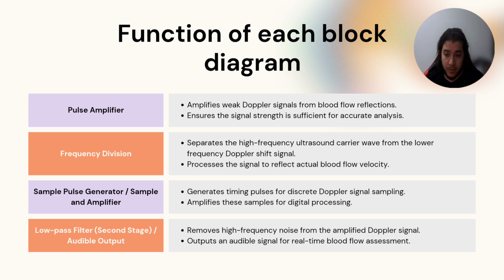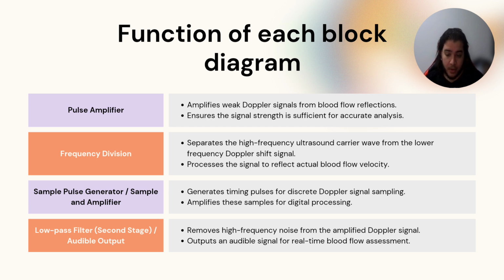Next is the sample pulse generator and the sample and amplifier blocks. The sample pulse generator block creates timing pulses that control when the Doppler signal is sampled. This is crucial for converting the continuous Doppler signal into discrete samples that can be processed digitally. The sample and amplifier block then takes these discrete samples and amplifies them for further digital processing. This step is essential for accurate digitization and analysis of the Doppler signal.